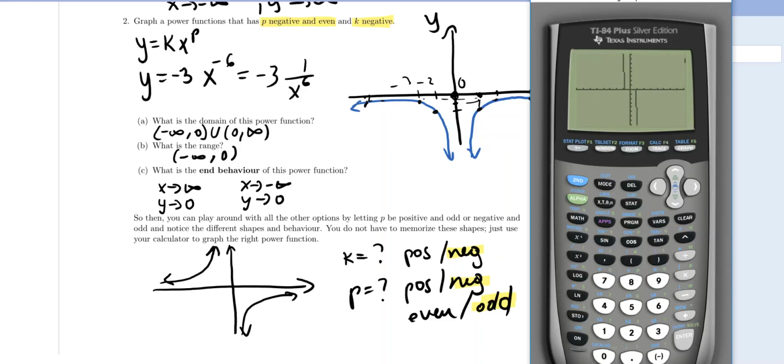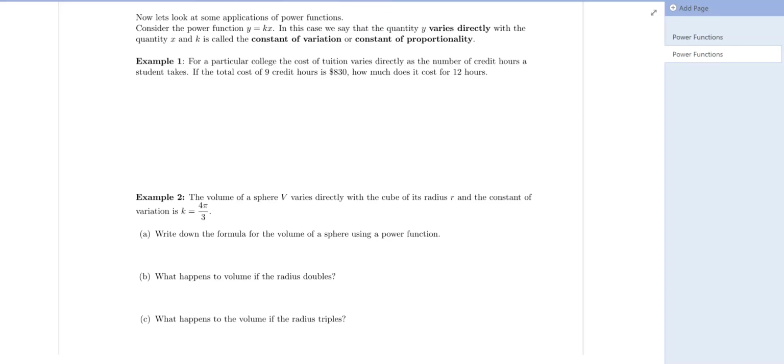Oops. You see how it doesn't look like that? So you just have to play around with those values until you get the graph that you need. Okay, so now let's look at some applications of power functions.